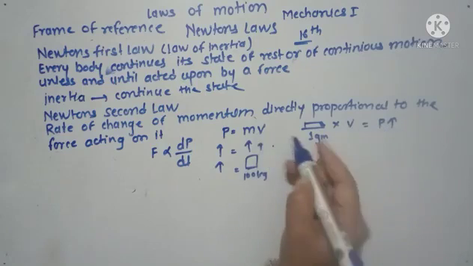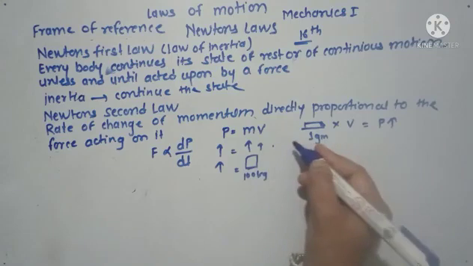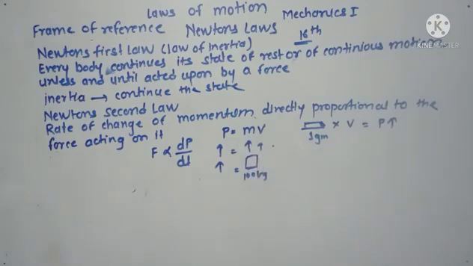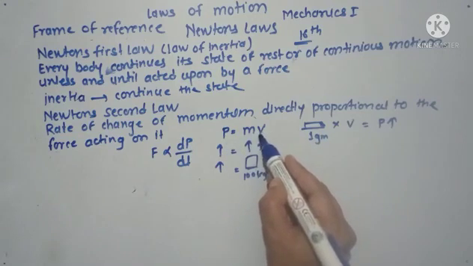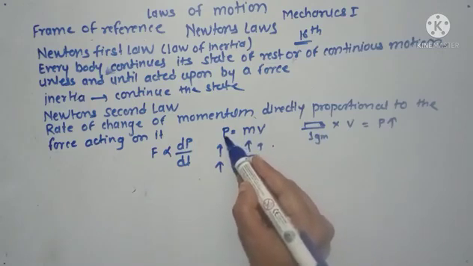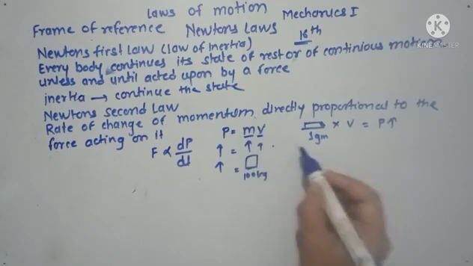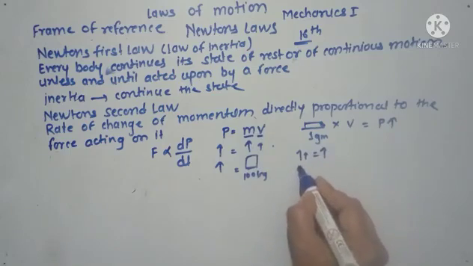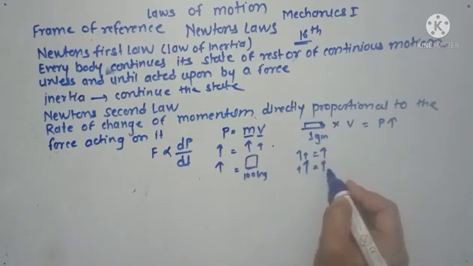Any particle which possesses mass and velocity is said to have momentum, and this momentum depends on the mass and the velocity. If you have a greater mass and a smaller velocity, then a high momentum will be created. Or if you have a small mass and a greater velocity, then also high momentum will be created.